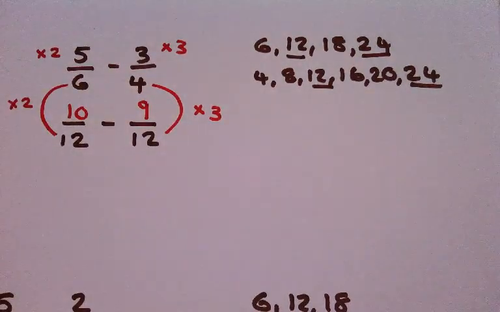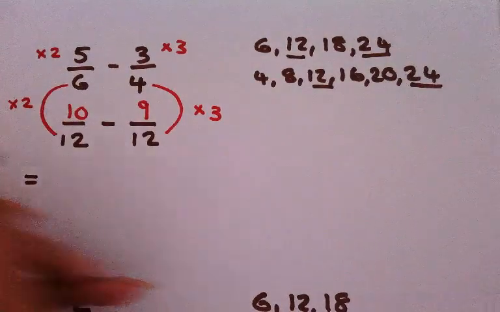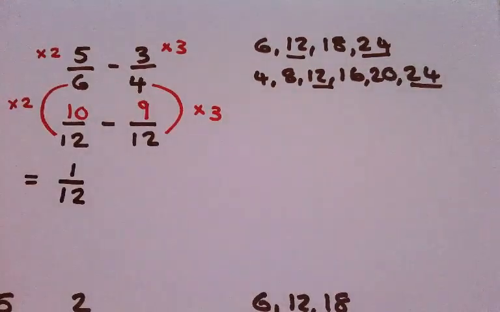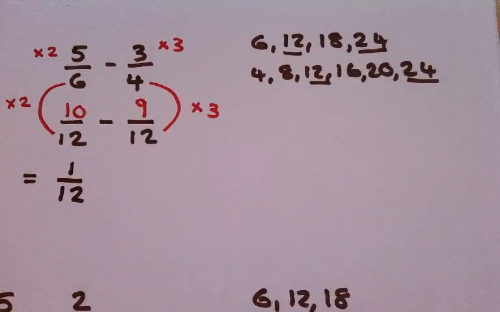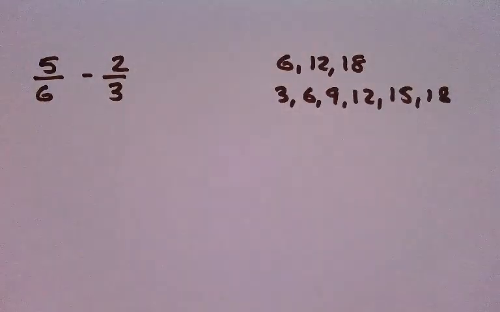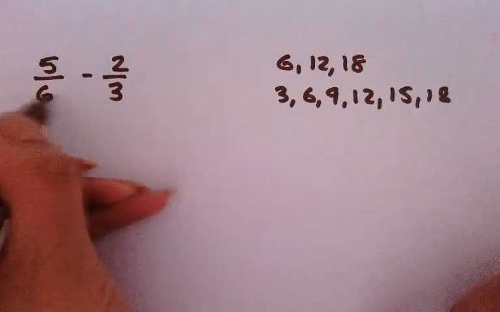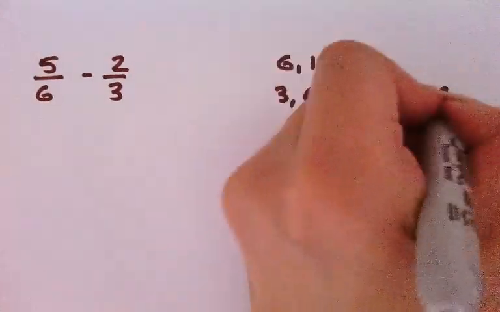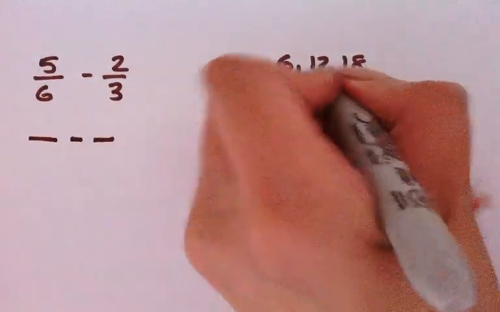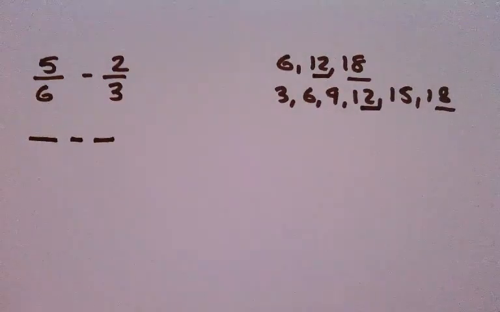I've got the denominators now are the same, so I can do 10 minus 9 is 1, and the denominator stays as 12. And this one can't be cancelled. And then finally, I've got 5/6 minus 2/3. So if I do 6 times 3, I'll get 18. I could use 18. I could even use 12 because 12 is a common multiple.